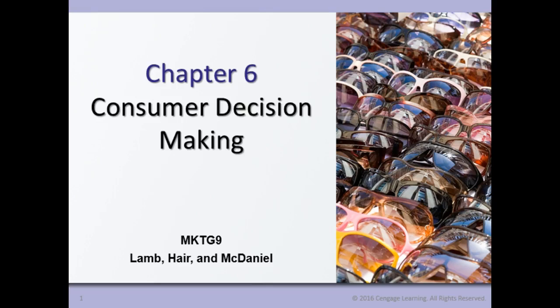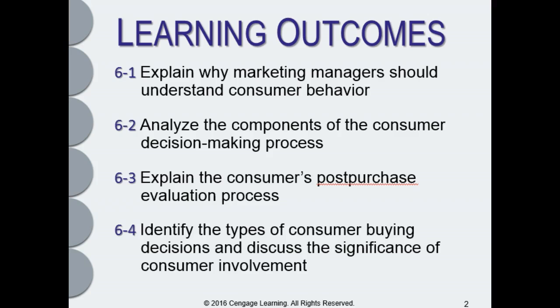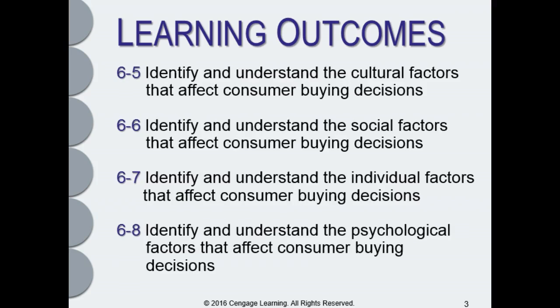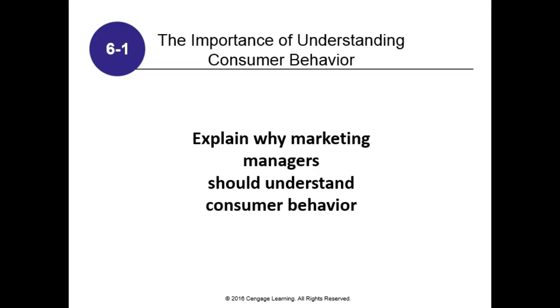Alright, this is going to be the first of, I think, 3 videos for Chapter 6, talking about consumer decision making. And as always, the learning outcomes at the beginning of each chapter are things that you're going to want to be able to do, whether it be to identify, explain, analyze, whatever they're telling you to do. Make sure that you are able to do those. If you're not, make sure that you reference back to the book, or bring questions to class that I can help you with.